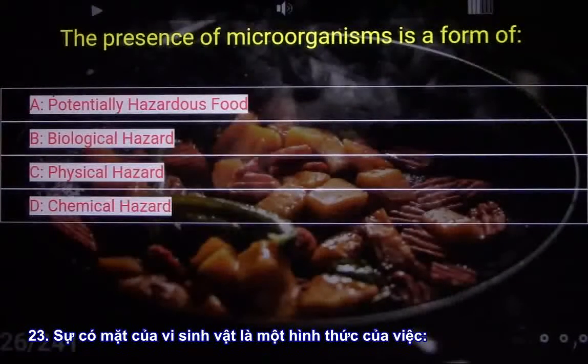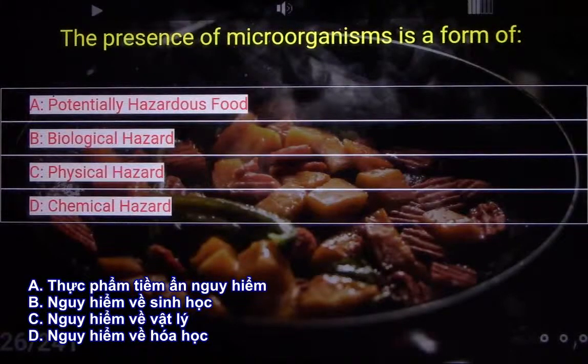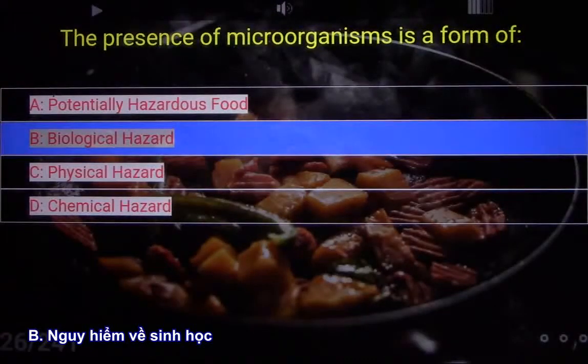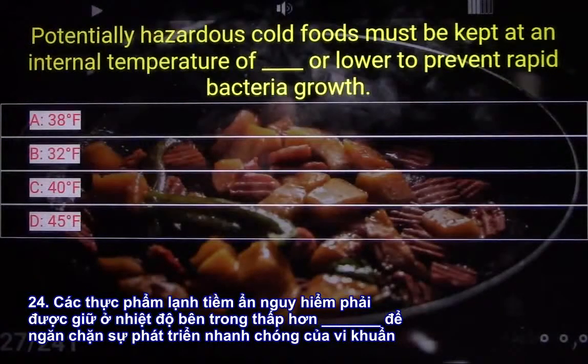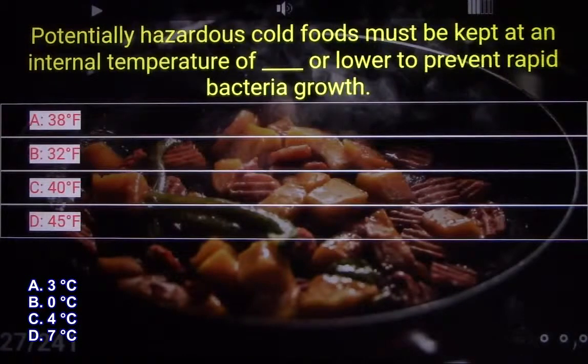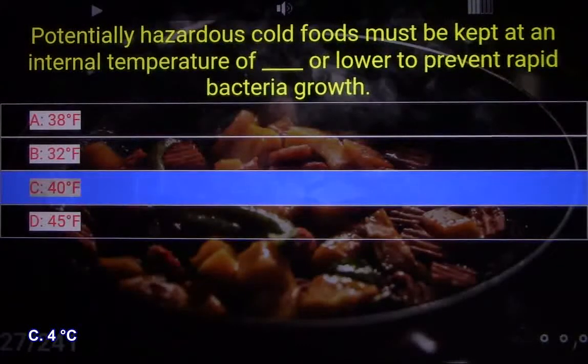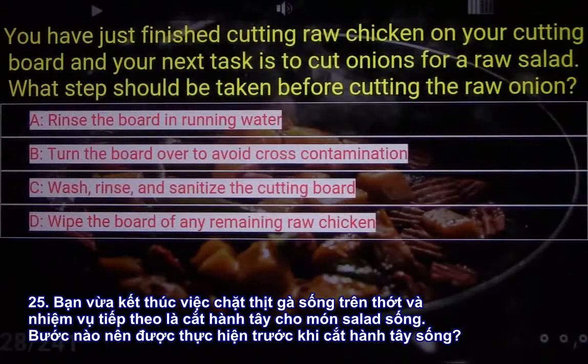The presence of microorganisms is a form of B. Biological hazard. Potentially hazardous cold foods must be kept at an internal temperature of or lower to prevent rapid bacteria growth. C. 40 degrees Fahrenheit.